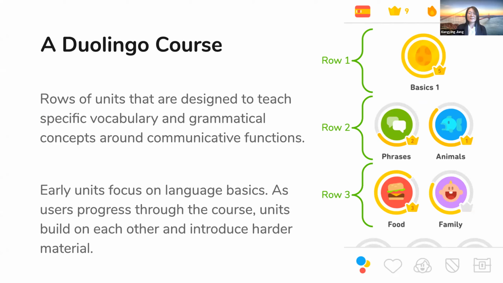So the earlier units focus on language basics. As users progress through the course, units build on each other and introduce harder material. For example, later on, we will have food unit 2, food unit 3, 4, 5. They are not next to each other, but instead they are scattered throughout the course.